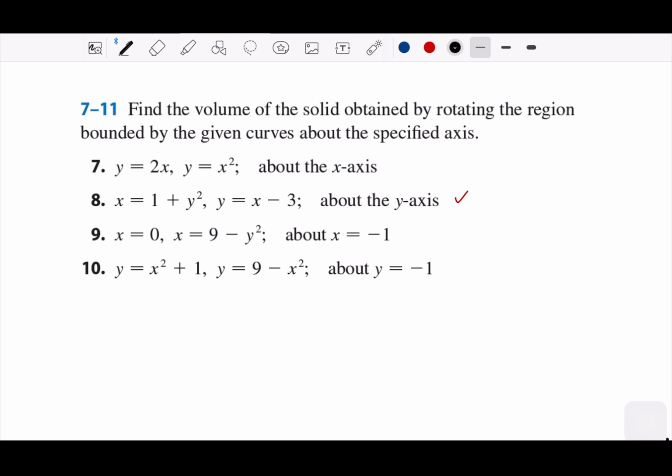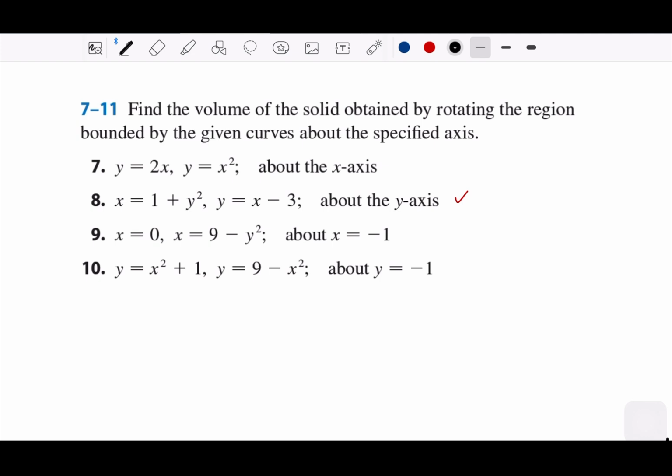So we have x equal 1 plus y squared and line y equal x minus 3, and then rotate about the y-axis. Okay. Since this type of question is a typical direct question, asking for volume or even the area between curves, you need to be familiar with the type of these questions.